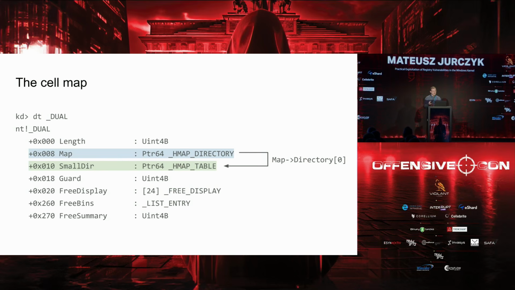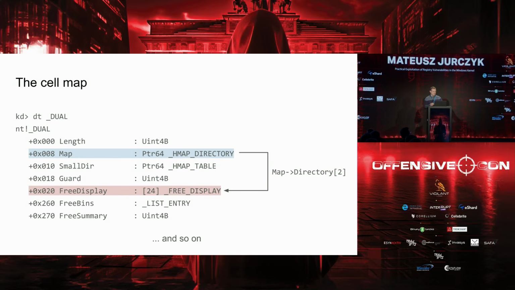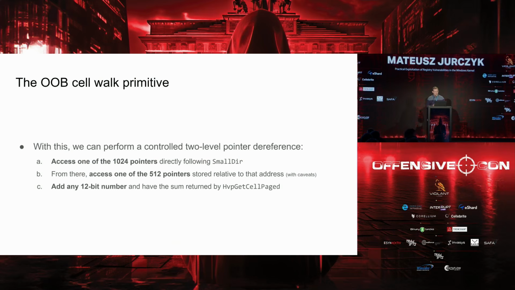And if everything is going fine and there is no memory corruption, then the directory index part of every cell index will be just 0, so we will always be referencing small dir as the first part of the cell walk. But if we can control the cell index and set it to whatever we want, of course, we can set it to bigger values and then reference other data that follows the small dir object in the structure. So this is very, very cool.